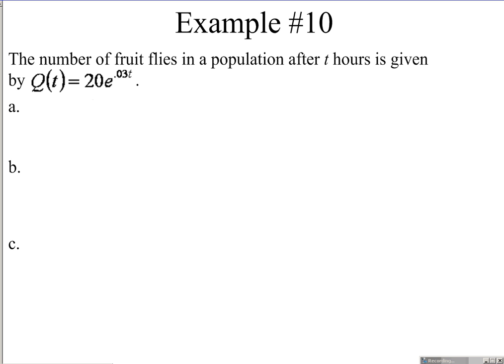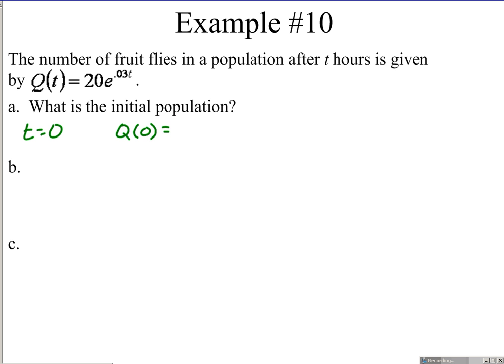Last one here, number 10. The number of fruit flies in a population after t hours is given by Q of t equals 20 times e to the 0.03t power. What is the initial population of fruit flies? Once again, if we're talking about an initial population, no time has gone by. So we're finding Q of 0. We plug 0 in for t: 20 times e to the 0.03 times 0 power.